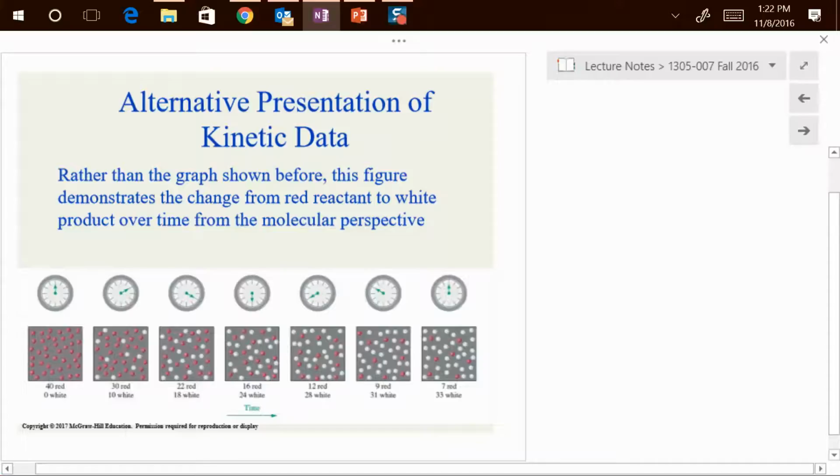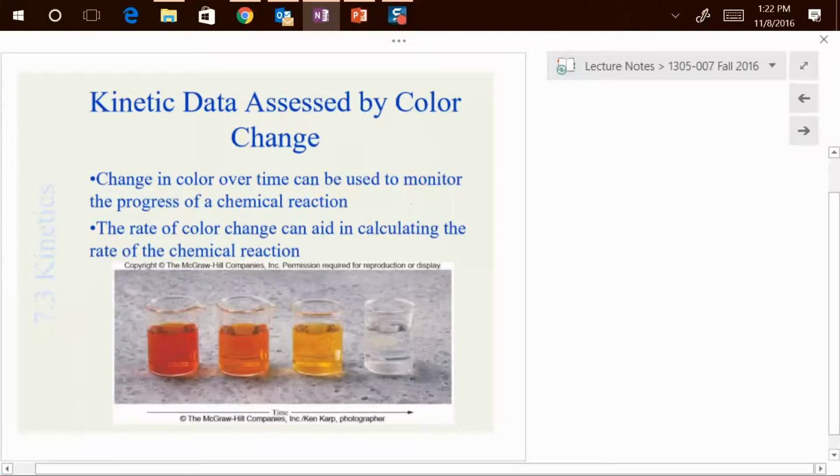So here we can see red is disappearing, white is appearing, okay, over time, simply based on the fact that white is the product, red is the reactant, and as red disappears, you'll get more and more A, and eventually you'll run out of red, and you'll be left with just white. So one way that we can measure rate of reactions, a good way, is through color changes.